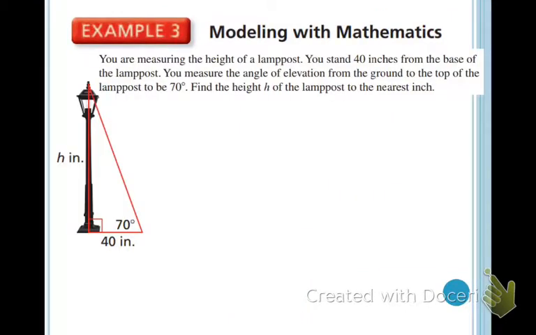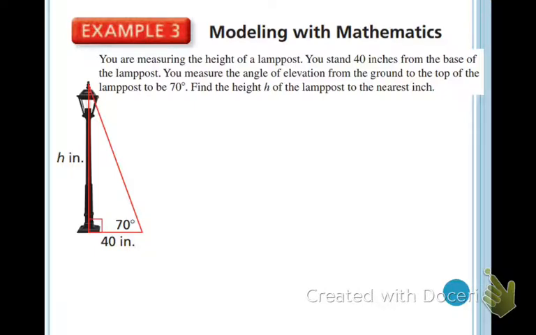All right, so this is the last thing that'll be on the homework tonight. We're still going to go over something after this, but it's not on the homework. It is a word problem, but they gave you the picture. You are measuring the height of a lamppost. You stand 40 inches from the base of the lamppost. You measure the angle of elevation. So when you think of elevation, you think of upward, right? So this is the angle opening upward towards the top of the lamppost. It's 70 degrees. Find the height of the lamppost, h, to the nearest inch.